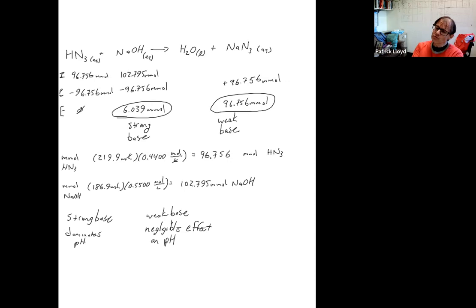Okay. Now that is not always the case. And to be honest with you, these numbers are kind of extreme, 96 millimoles as opposed to 6 millimoles. But even in this case, the sodium hydroxide will most likely dominate the pH. So how do we calculate the pH of a strong base? Well, we would first find the concentration of the base, hydroxide, right? So that would be the number of millimoles of the hydroxide divided by the milliliters of the solution, right? Well, how many millimoles of sodium hydroxide do we have? 6.039.